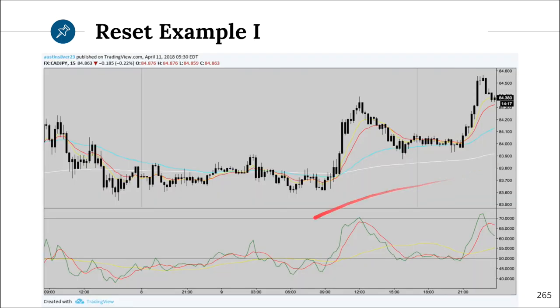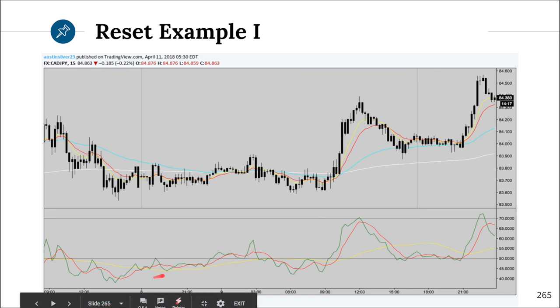So let's go into an example of reset here. You can see at the start of the day, the liquid 50 starts in the sell zone, but during Asia and into the beginning of London, moves up towards the stationary 50 value. That tells us that this is coming into reset. It's confirmed reset when you look at the EMAs.